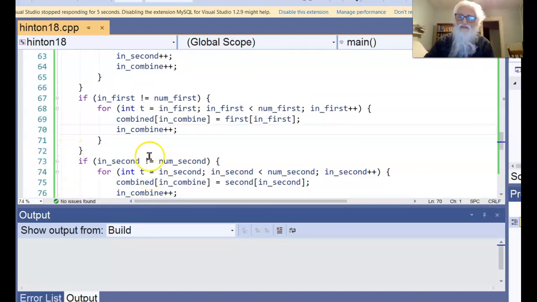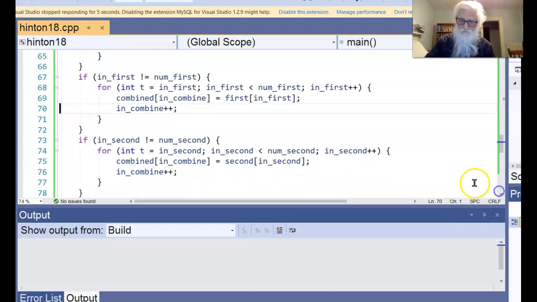Otherwise, if in second does not equal num second, do this. Now, it's not an either or. It might be neither. We might be finished with both of them. So I didn't put an else. I just said check each one. One of them is probably it. Maybe neither. Doesn't matter. There's one step left.